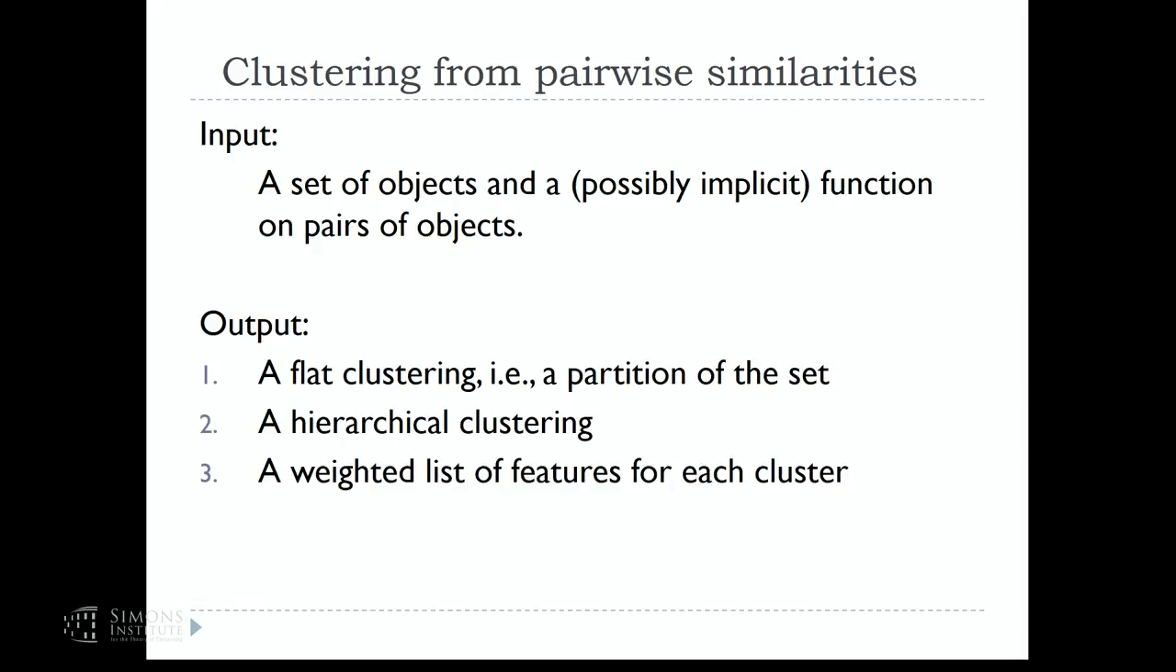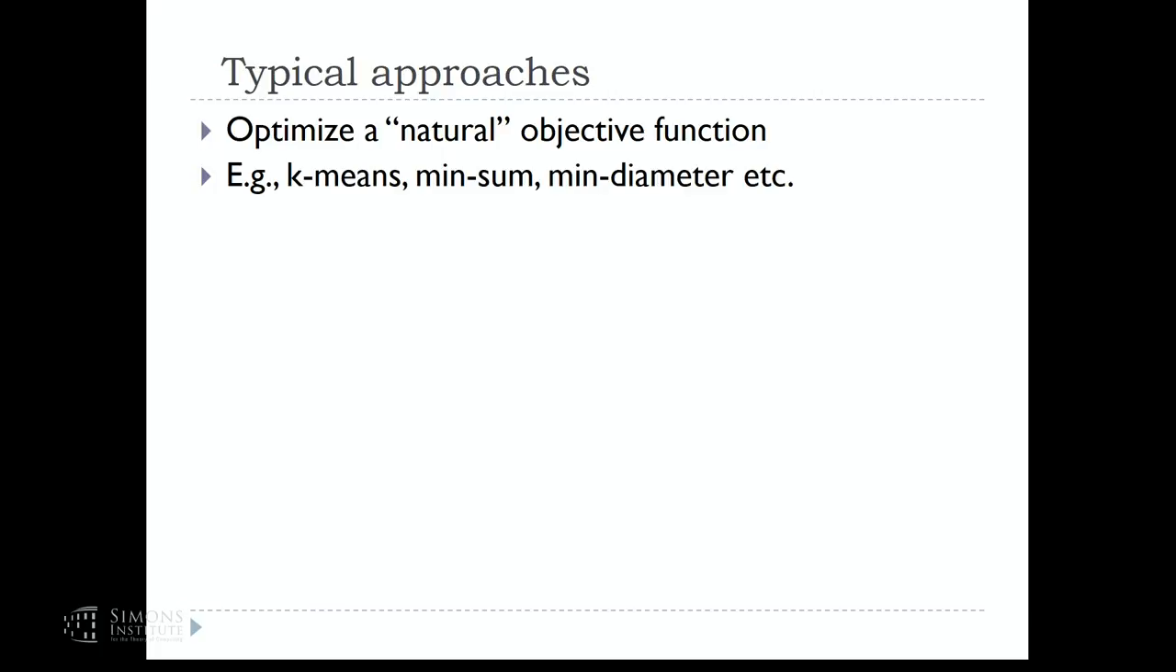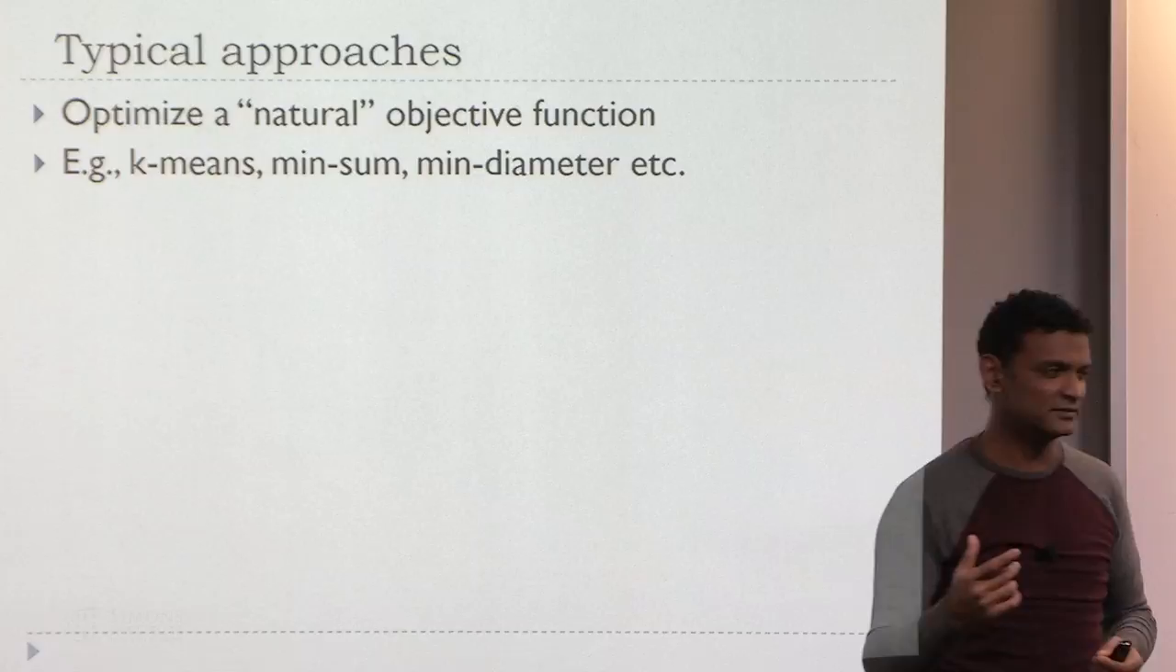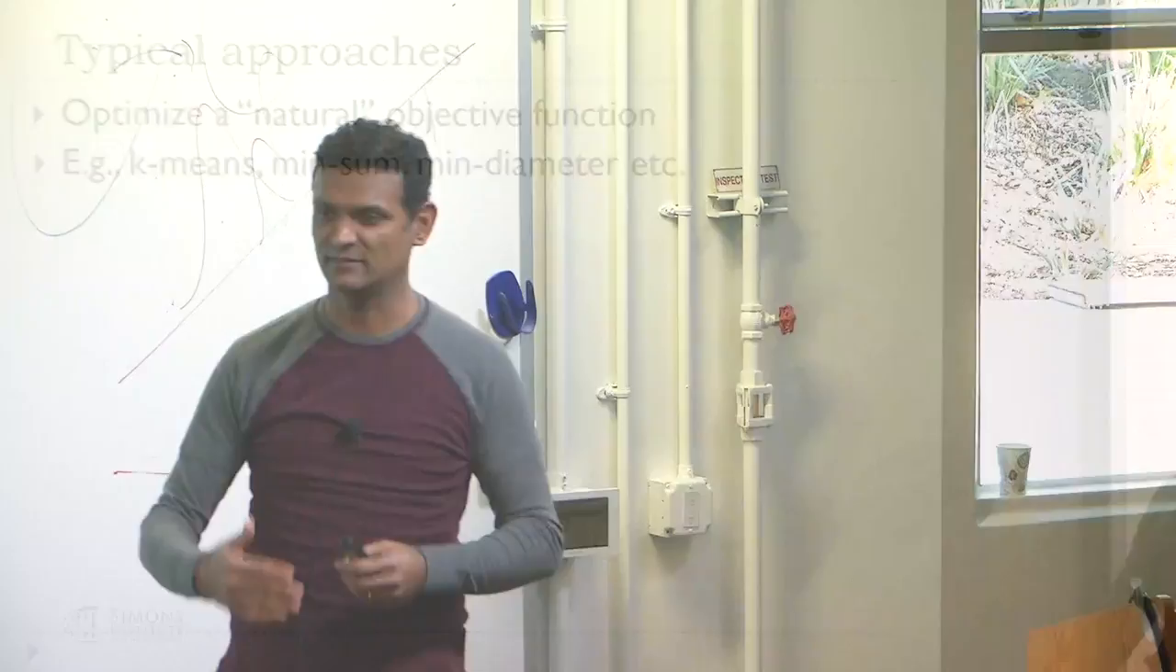And what could the output be? It could just be a partition, or a hierarchical clustering. And maybe for each cluster, you also provide a list of features that distinguish that cluster from the rest, and so on. The typical approaches are to optimize some objective function. This has led to some very nice problems and results. It could be the k-means objective function, which means each cluster has a center, and you're trying to minimize the sum of squared distances of the data points to their nearest center. That's the k-means objective function.